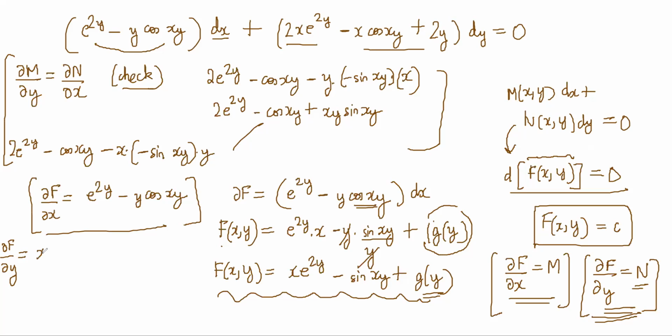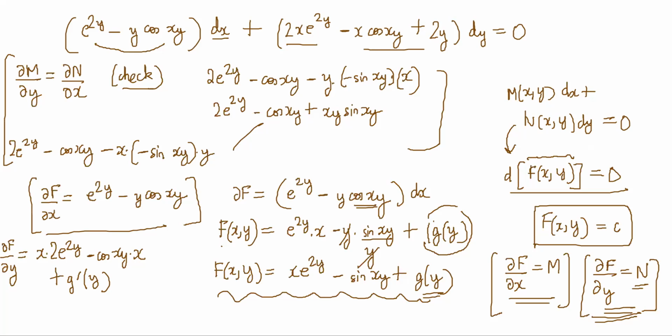x into 2 e power 2y, right? Minus cos of xy into x, right? Plus g dash y, right? This is dou g by dou y, is equal to that n. Is equal to n, and n was already known, right?